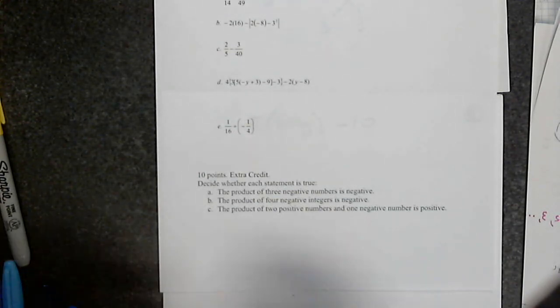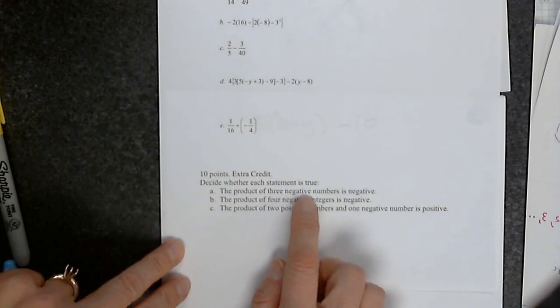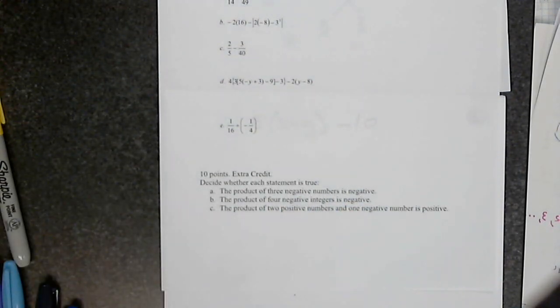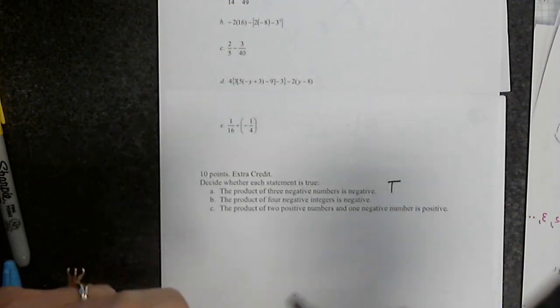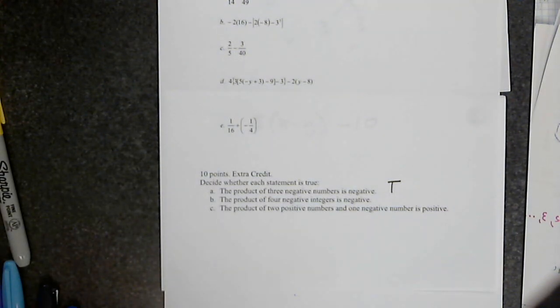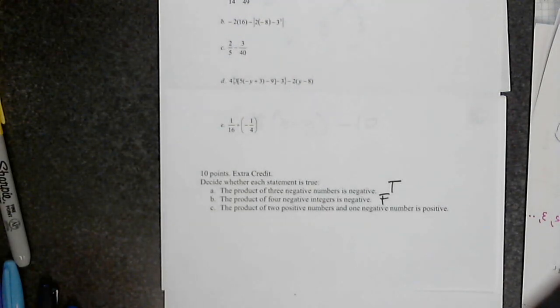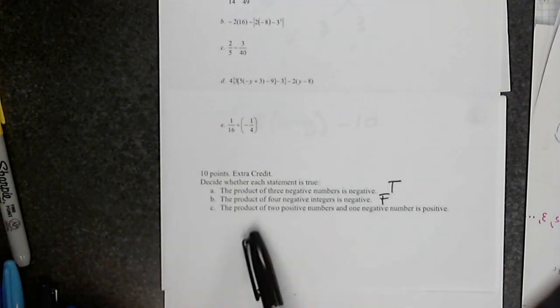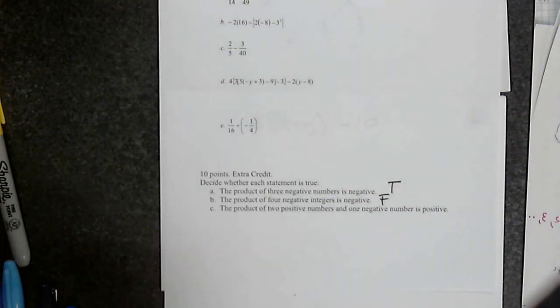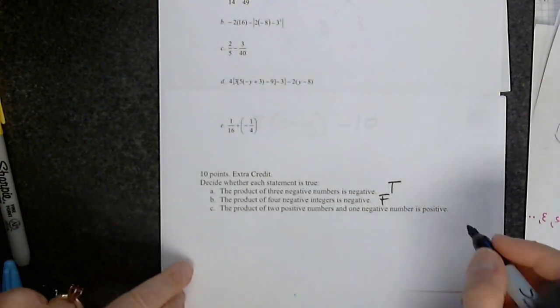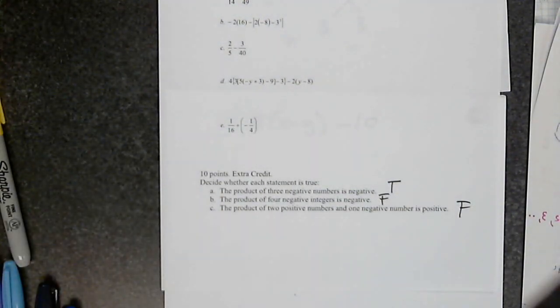The product of 3 numbers, true or false? The product of 3 negative numbers is negative. True indeed. The product of 4 negative integers is negative. False. Every time I multiply an even number of negative numbers, I always get positive. The product of two positive numbers and one negative number is positive. False. The two positives don't affect the sign. I have one negative that will change everything into negative. Good. So we're working on these four.